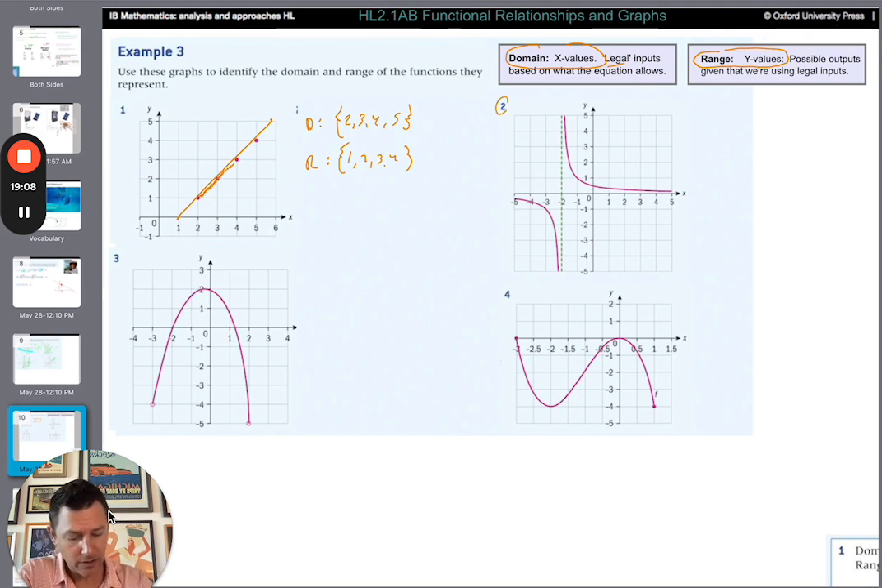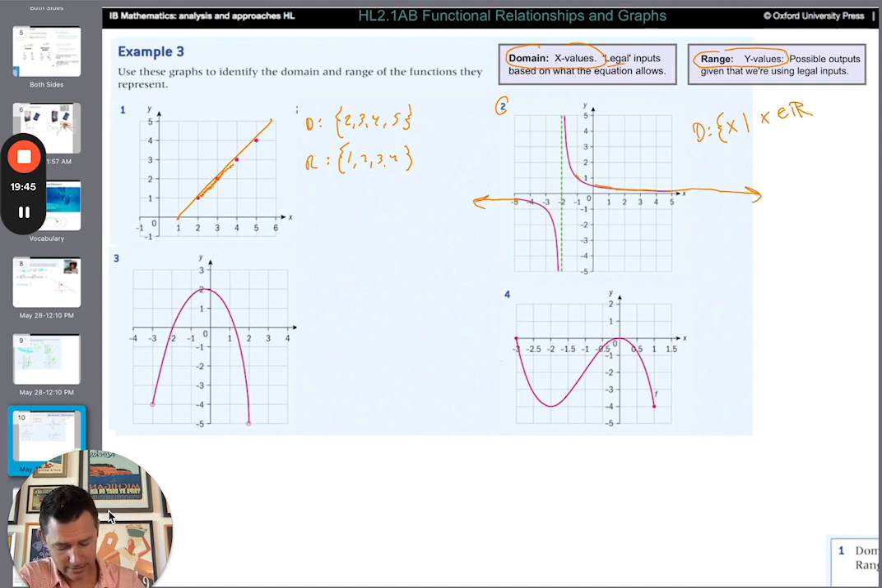For number 2, it looks like the domain is anything. I don't know what the equation is, but I mean, I do know what the equation is, but if we didn't know what the equation is, this looks like it could go on forever. There's no dots at the end or anything. So I'm assuming that it's going forever this way and forever that way. I wish they would put arrows on it. But the domain is x's. If we wanted to be formal, we'd say the domain is the set of x such that x is in the set of all real numbers.